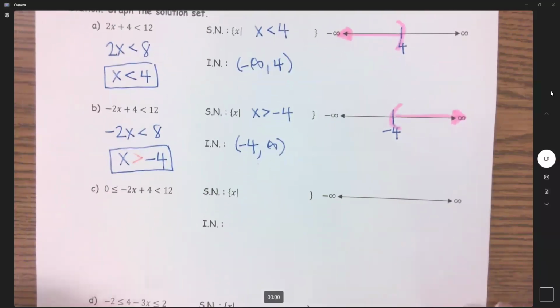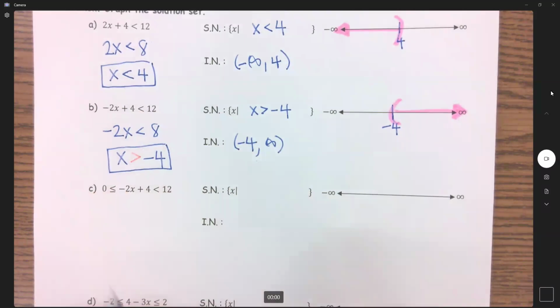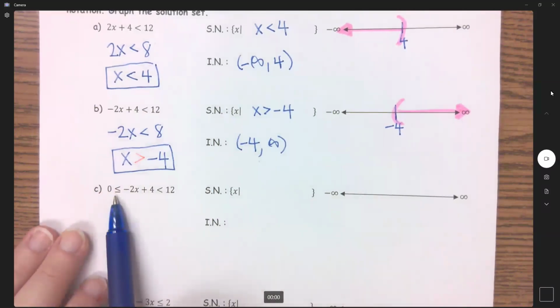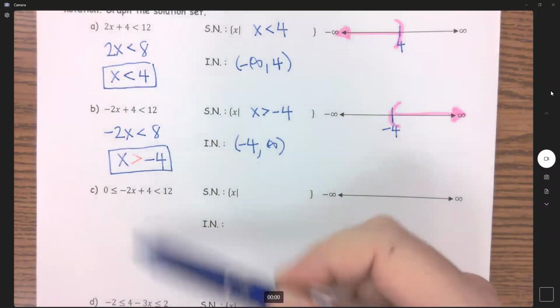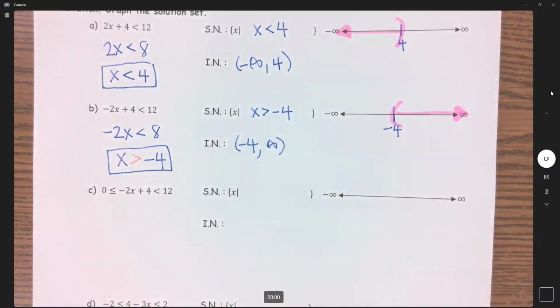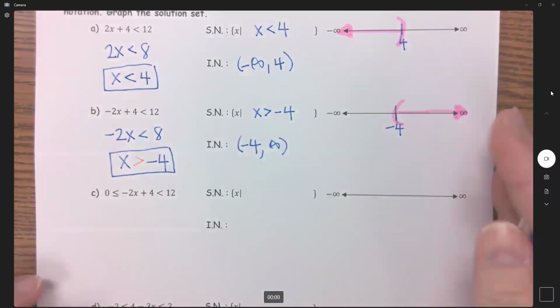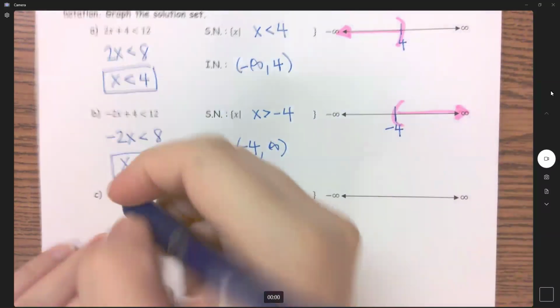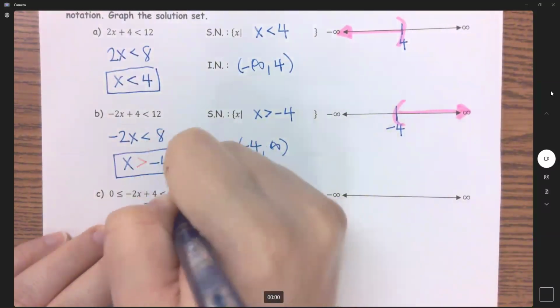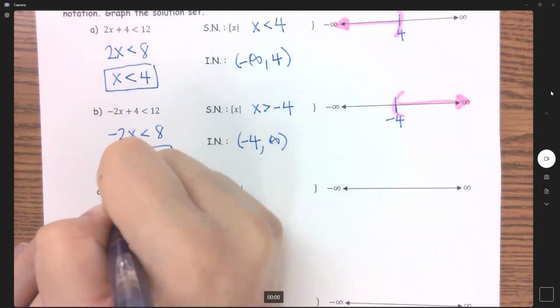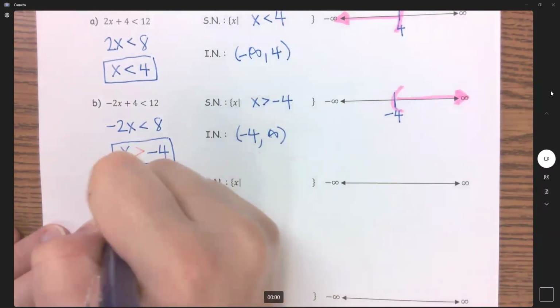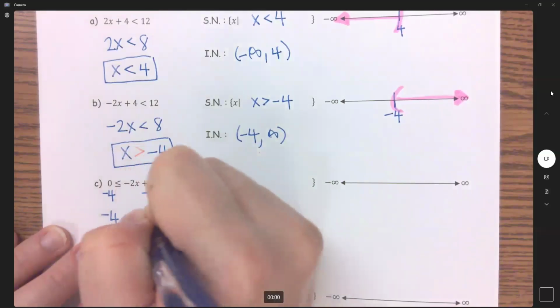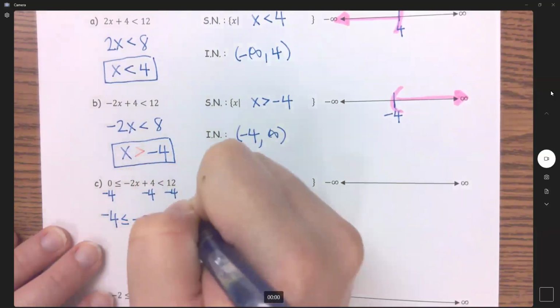Now C is very close to B, except now we have a compound inequality. So now what I do to the middle section, I need to do to the outer sections here. We have 3 different parts. So I'm going to subtract 4 from all 3 portions of this. So I've got -4 is less than or equal to -2, which is less than 8.